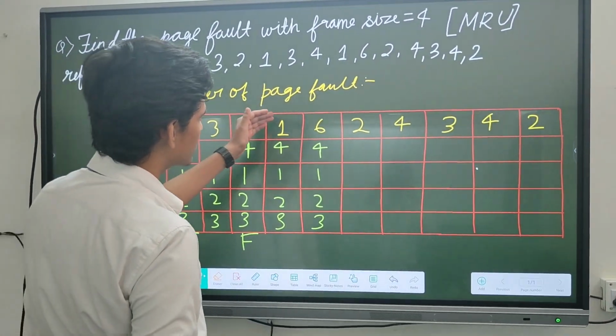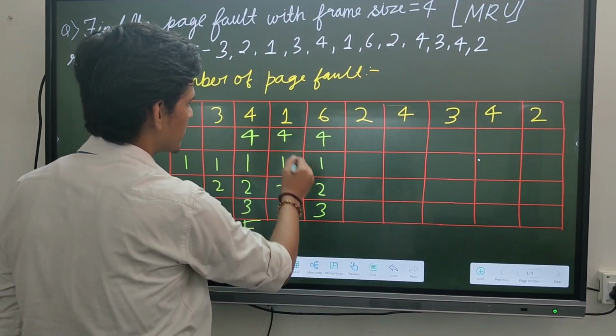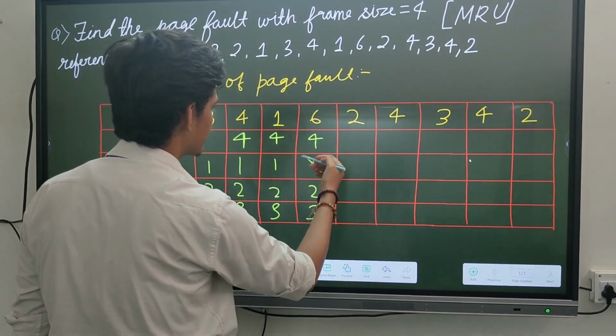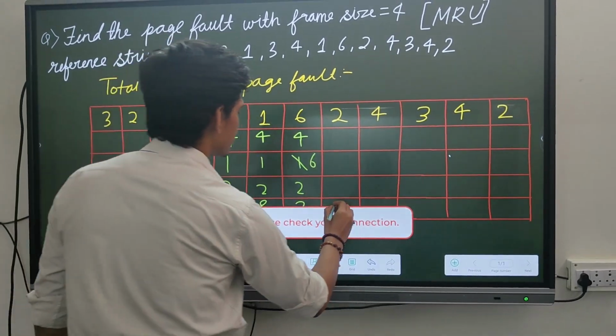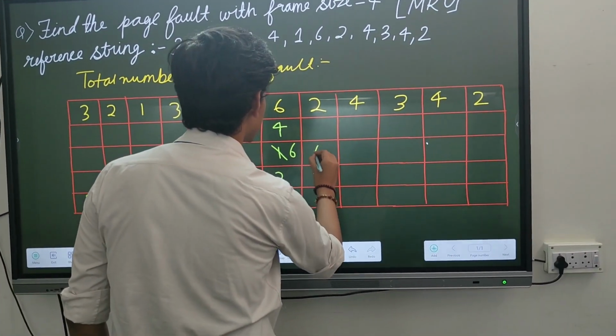Here 6 is not present, so we are using MRU. So we will use the most recently used one. The most recently used is 1, so we will cut the 1 and it will be replaced by 6. So 3, 2, 6, 4.